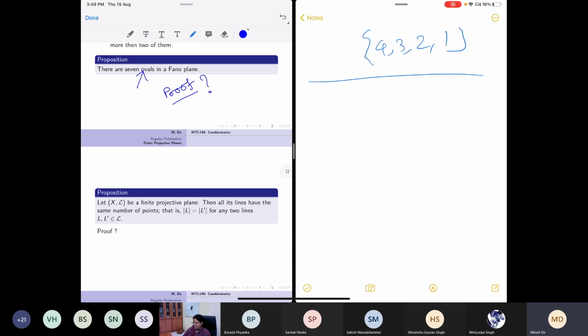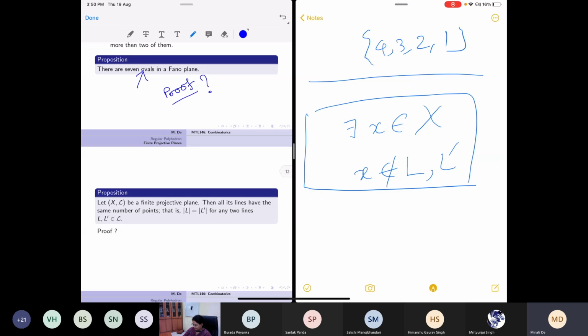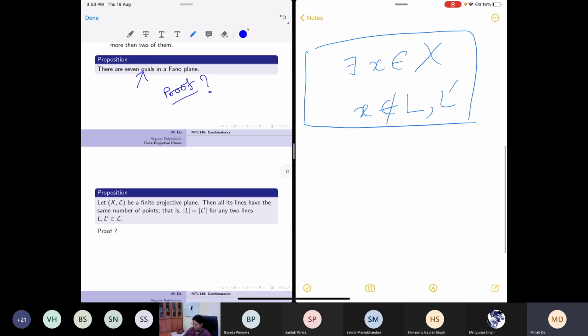First, we will show that there exists one element x in the set of elements that doesn't belong to L, and it also doesn't belong to L dash. It belongs to neither L nor L dash. So first we need to prove that this kind of point exists. For the time being I am assuming that there exists one point which belongs to neither L nor L dash.